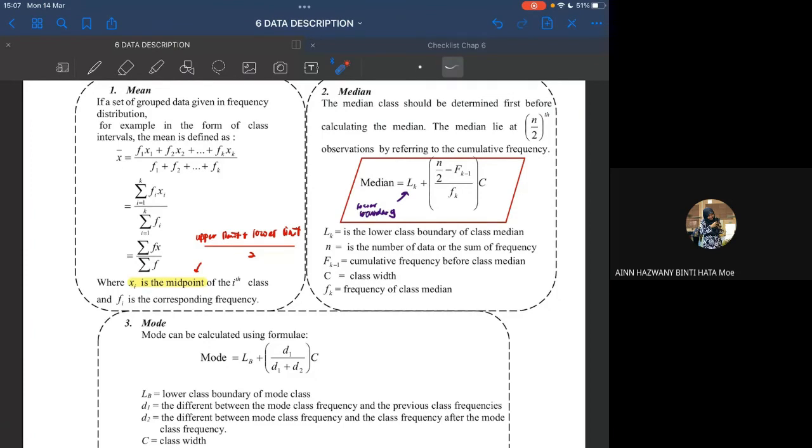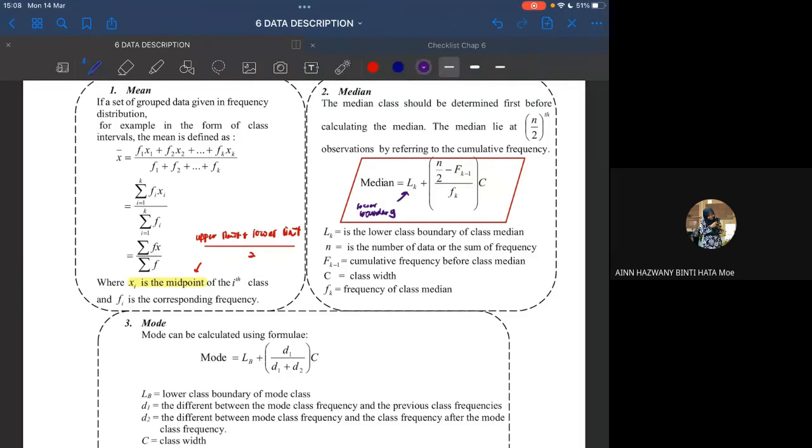So sama macam kita cari median untuk ungroup data, kita kena cari observation kita dulu. So sama juga untuk group data, we have to determine which class dulu. Okay, untuk determinekan median class kita, we use N over 2 observation lah. Sama juga N over 2 observation. So K kat sini represent the class. Okay, the class of the median. So bila dia cakap K minus 1, maksudnya the class before.